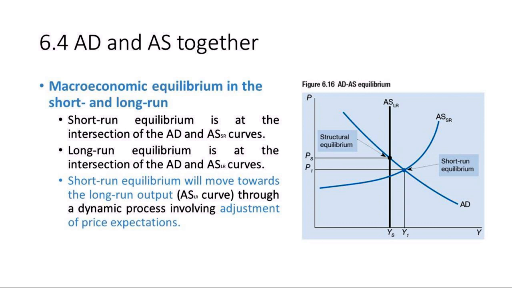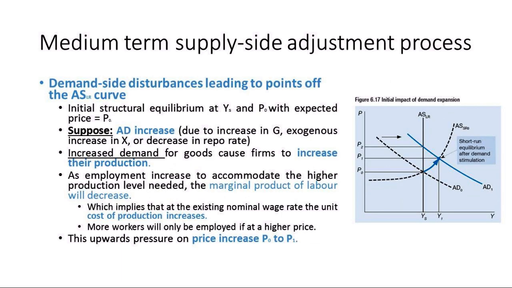So it is possible for the economy to have a level of income that is higher than this long run level for a short period of time. And then there's an adjustment process that takes place and it brings the economy back to its long run equilibrium level. We'll talk through that in a moment. So let's say that there's a demand expansion.